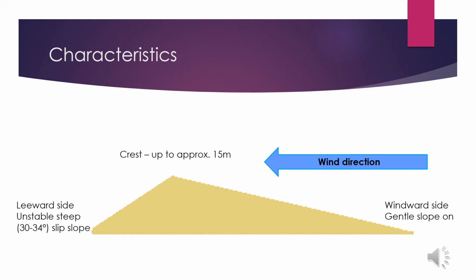So let's have a look at the characteristics of a sand dune. The top of the sand dune is known as the crest, and these are up to 15 meters high. The windward side of the sand dune is the beginning of the dune, and this is gently sloping. The leeward side is much steeper. It is usually unstable until it reaches its ideal angle of 30 to 34 degrees.